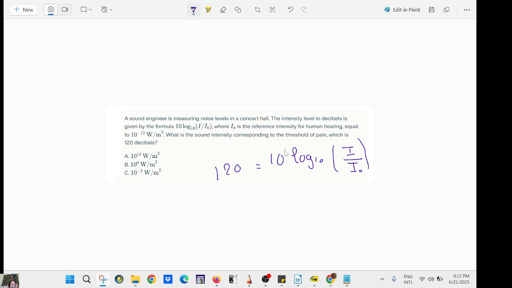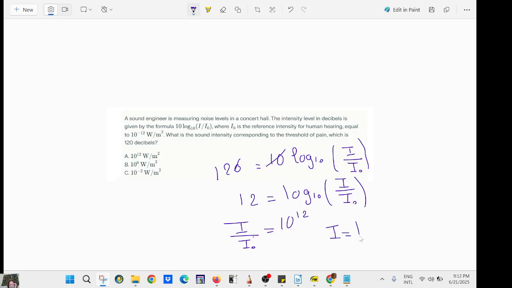of pain. So cross this one, so you have 12 equals log in base 10 of I over I sub 0, which equals 10 to the 12. So I equals 10 to the 12 times I sub 0, which is given here. So 10 to the negative 12, which is 10 to the 0 watt per meter squared. So the answer is B.